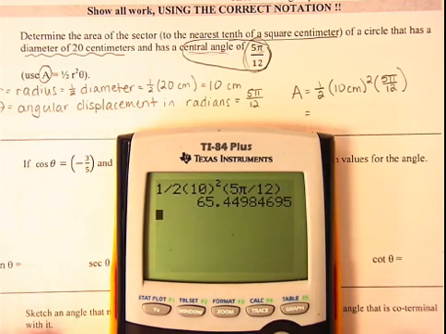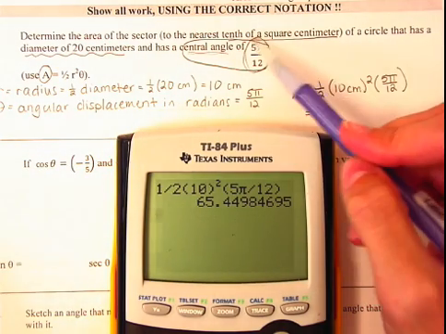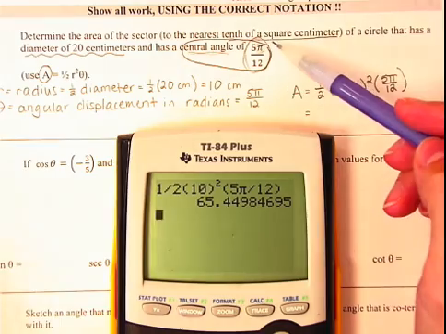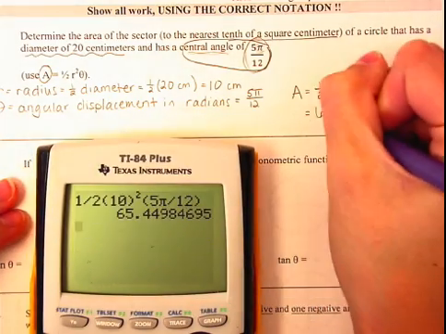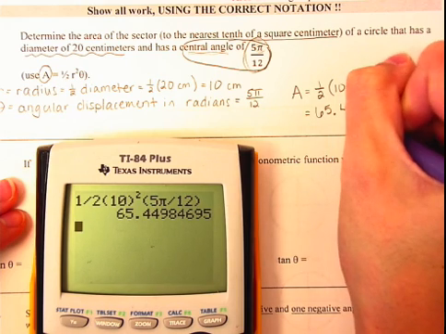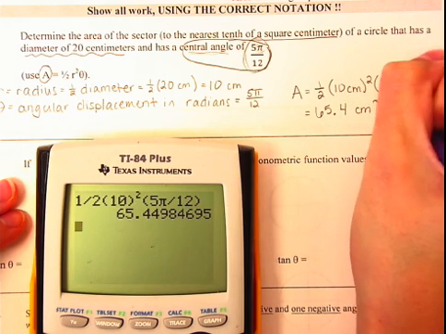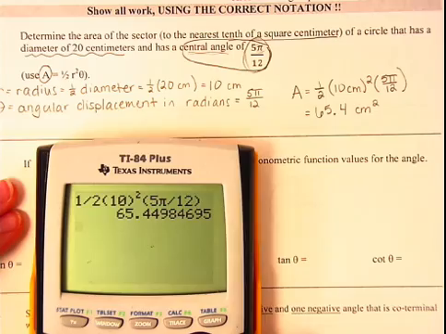and hit enter, and we get 65.450 centimeters squared. And it also told us that we want to round to the nearest tenth of a square centimeter. So I'm going to round that to 65.4 square centimeters. And that's how you solve number 1. Number 2.